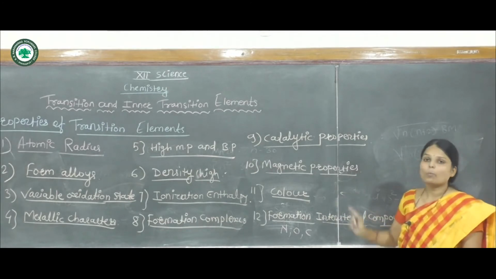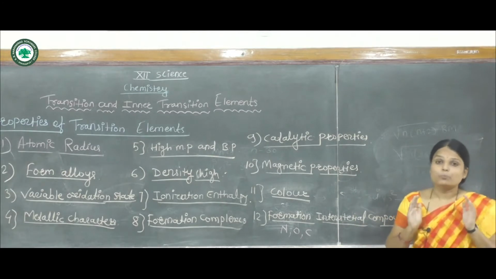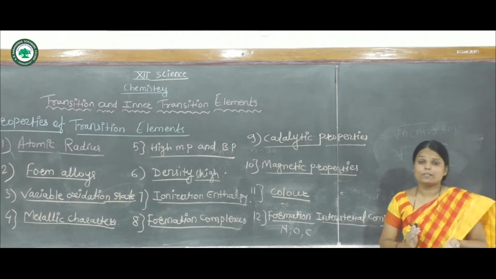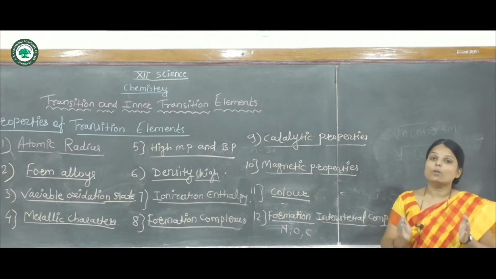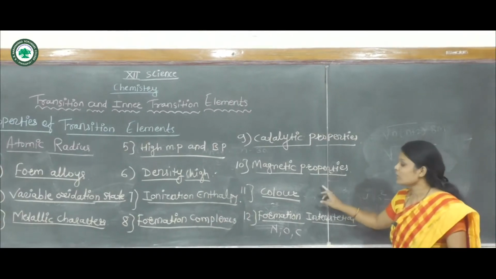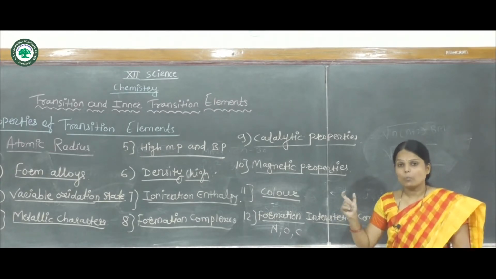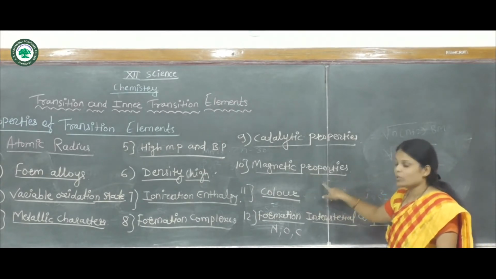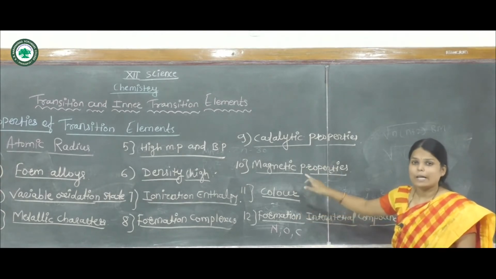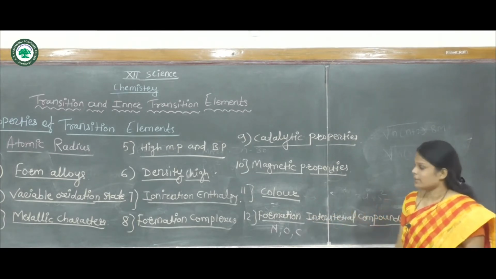The second magnetic property is diamagnetic properties, in which the d orbital is fully filled. For example, zinc, which we already discussed. Zinc has a completely filled d orbital, and that's why it shows diamagnetic properties. In that case the compound or the element is colorless because of the fully filled d orbitals.